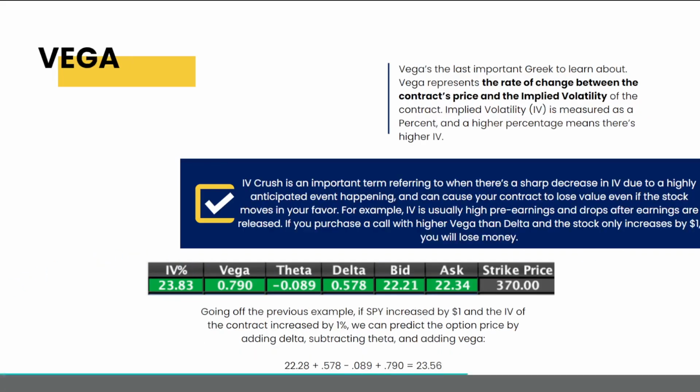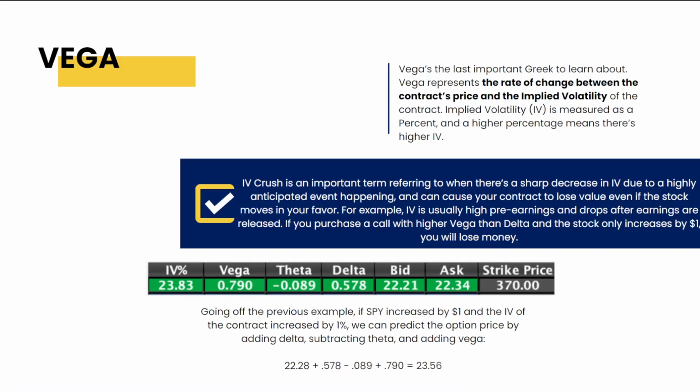Absolutely. So now we're going to go into Vega, and out of the important Greeks, this is the last one that you should really be learning about, and it represents the rate of change between the contract's price and the implied volatility. So implied volatility is measured as a percent, and a higher percentage means there's a higher IV. Something you guys hear us talk about a lot is IV crush, especially for our earnings players out there.